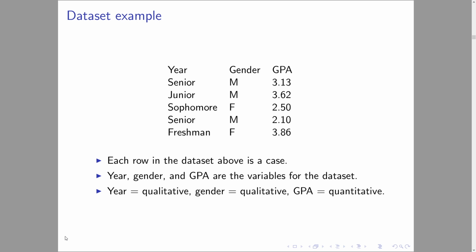And just to follow on from that, the year, for example, is a qualitative variable because it's categorical. Someone is either a freshman, a sophomore, a junior, or a senior. They can't be more than one. Gender is also qualitative, but the GPA column is a quantitative variable because it is something that numerically we can perform operations on, and it kind of makes sense. Adding two GPAs together gives you a higher GPA.